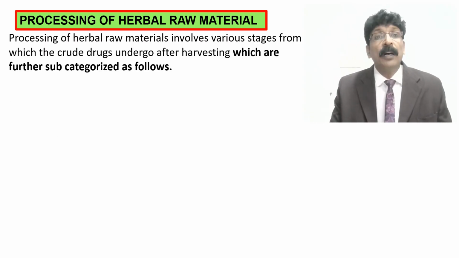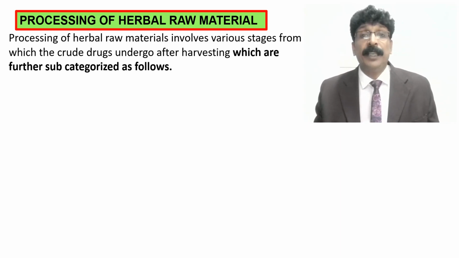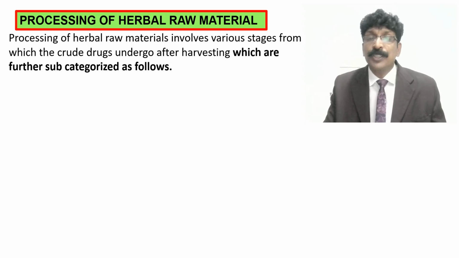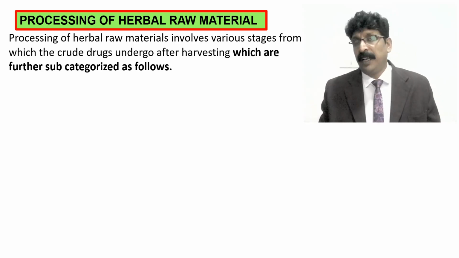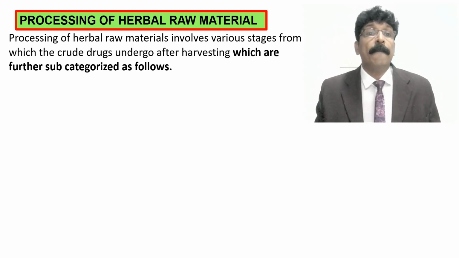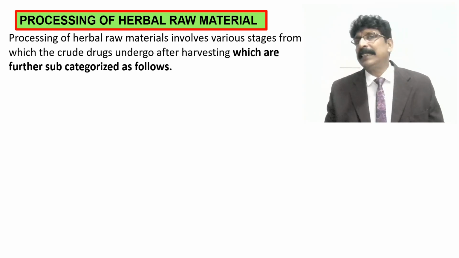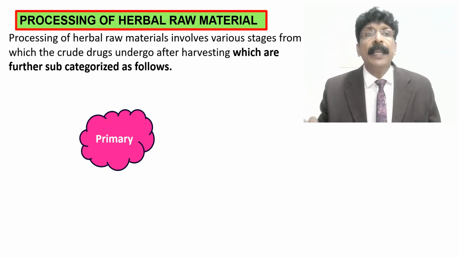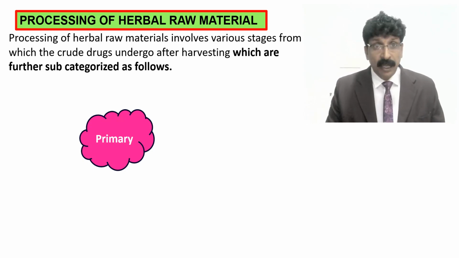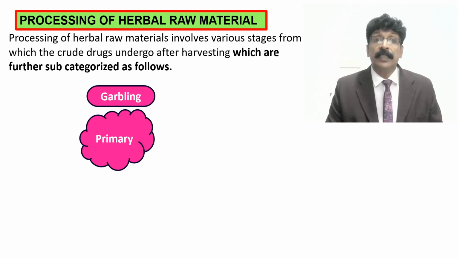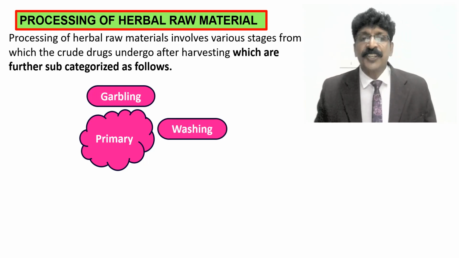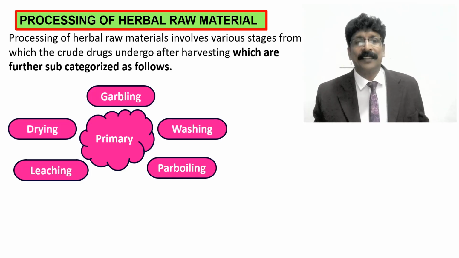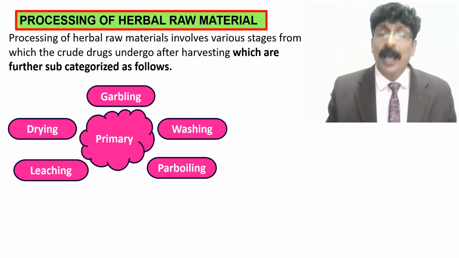Processing of herbal raw materials involves various stages which the crude drugs undergo after harvesting, after collection, which are further subcategorized as follows. So the student should remember point by point. Primary processing of herbal raw material, in which garbling, washing, parboiling, leaching and drying. So the 5 points you should know and explain them.